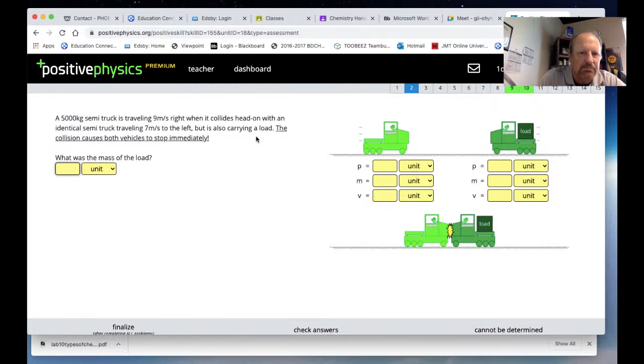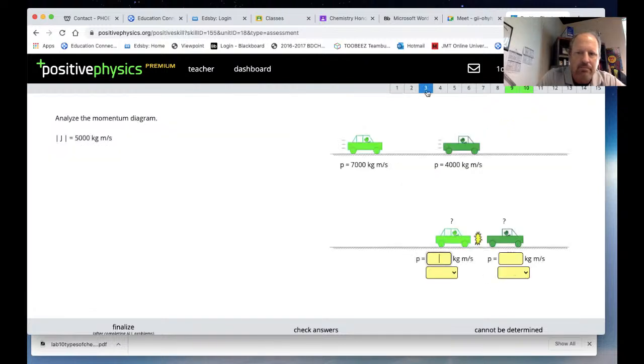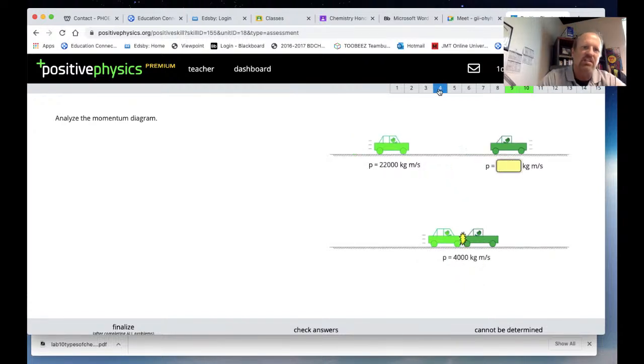Same thing here. Collision causes both vehicles to stop immediately. That means their momentums are identical but in opposite direction. Okay, so this one has a change in momentum of 5,000 meters per second. So if, let's say, this 7,000 kilogram meters per second loses 5,000, this one's going to gain 5,000. So if it's going 4,000 and it gains 5,000, it's going to have 9,000 at the end. This one's going to be 7,000 and lose 5,000. So 7,000 minus 5,000 would be 2,000. You get the gist. So whatever momentum is lost by one is gained by the other.